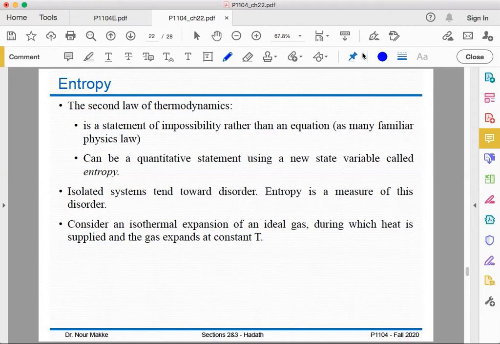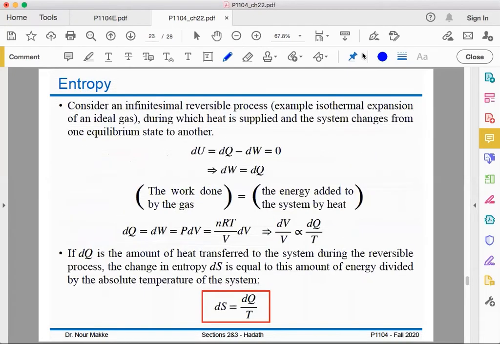And to measure this disorder, we use the entropy. Now, in order to go deeper into this discussion, let's consider an infinitesimal reversible process. It could be any infinitesimal reversible process, for example an isothermal expansion of an ideal gas, during which heat is supplied to the system, and the system changes from one equilibrium state to another.